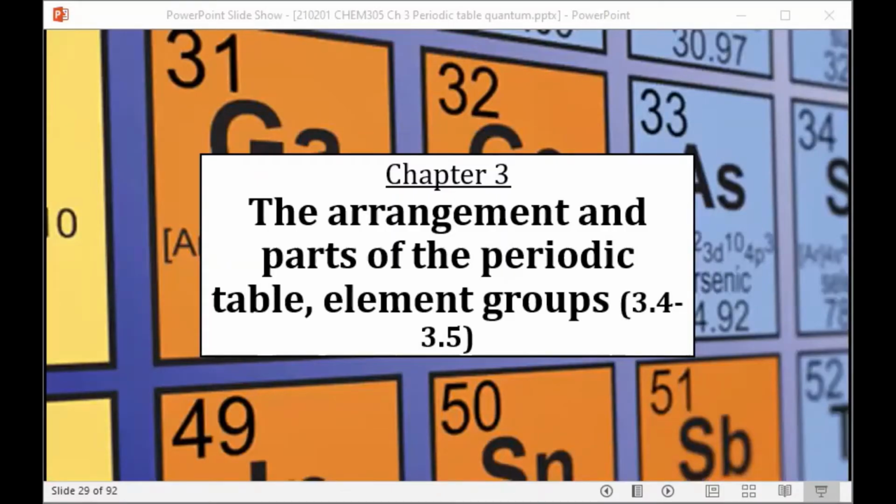Welcome back. We're going to continue our discussion on Chapter 3, the arrangement and parts of the periodic table, as well as element groups. This corresponds to sections 3.4 through 3.5 of your textbook.